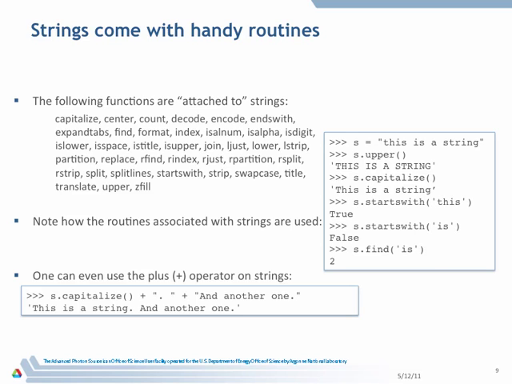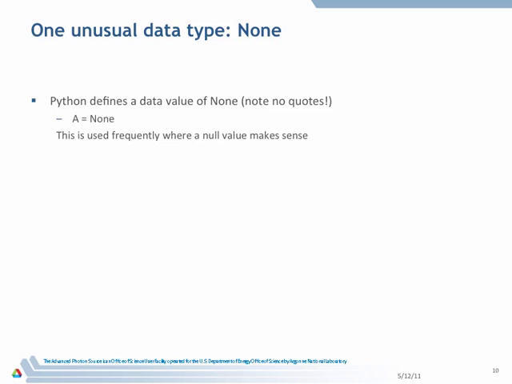I believe it returns -1, but in many cases in Python, if you ask for something and it's not there, you get back a value of None. It's also a nice handy way of initializing something that you're going to use later. Notice, by the way, no quotes. None with quotes would be a character string.